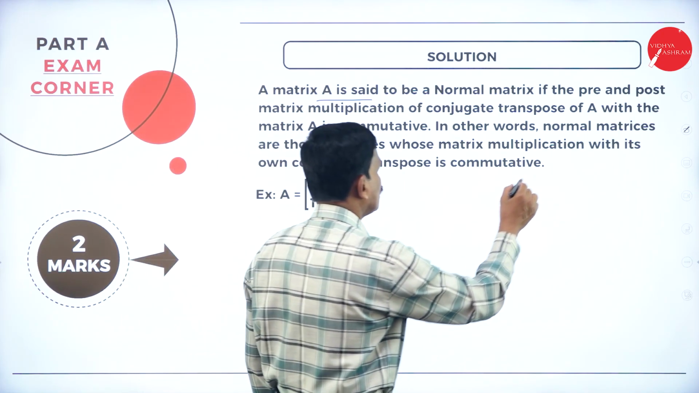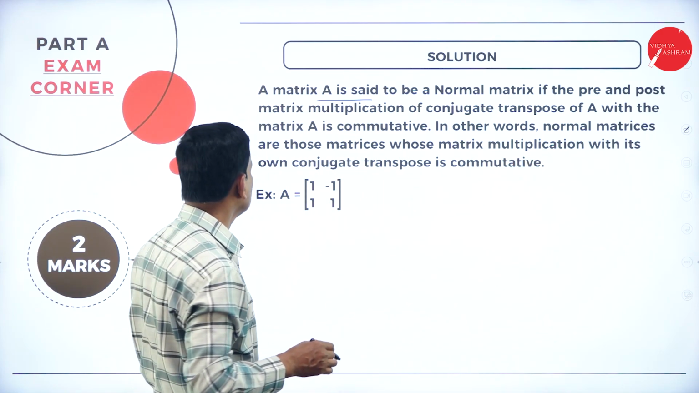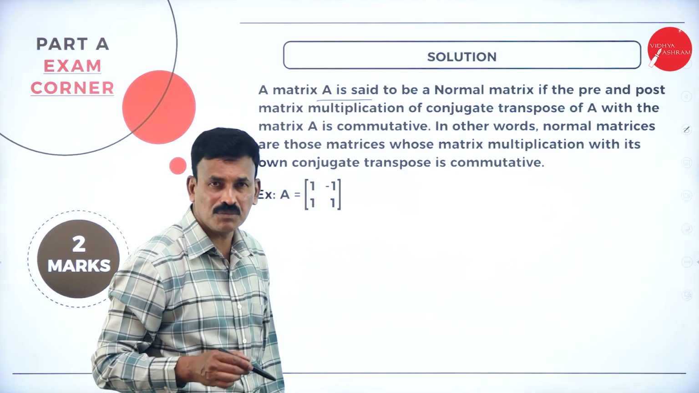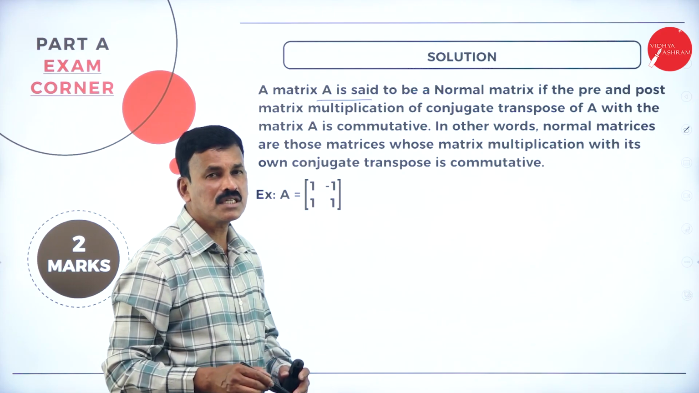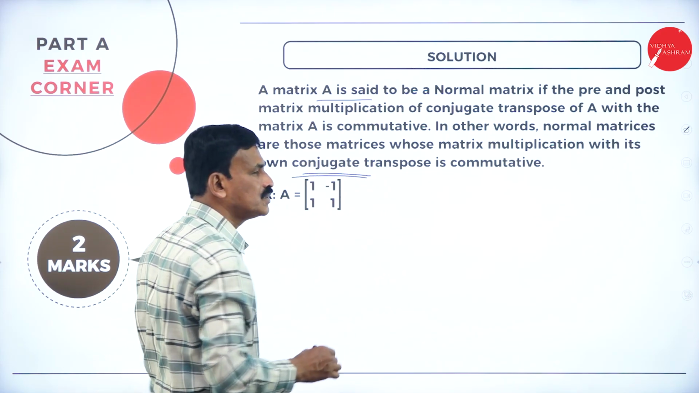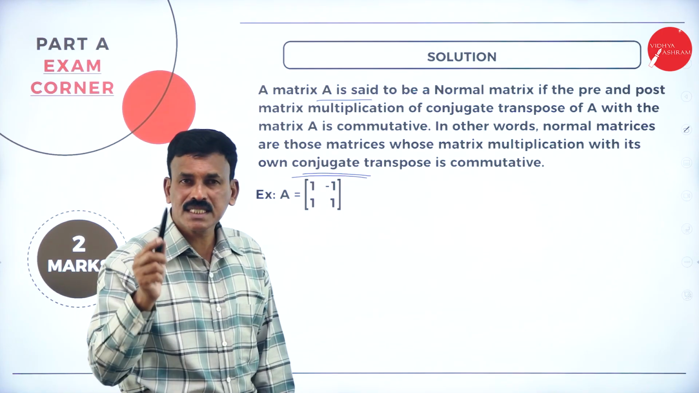In other words, normal matrices are those matrices whose matrix multiplication with their own conjugate transpose is commutative. Let us take an example.